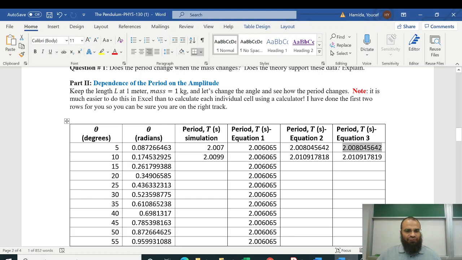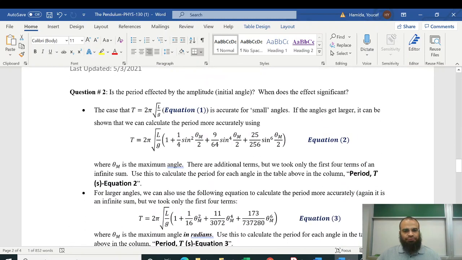Notice the angle is 5 degrees, which is 0.087 when changed to radians. That's what I get. And here's equation 2. It says you do 2 pi square root of L over G, that's the same, times parentheses this whole thing, 1 plus a quarter sine squared of this theta m.